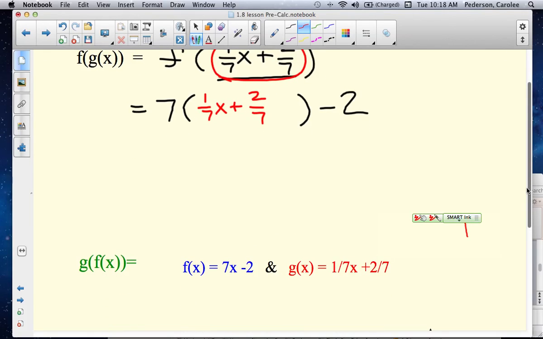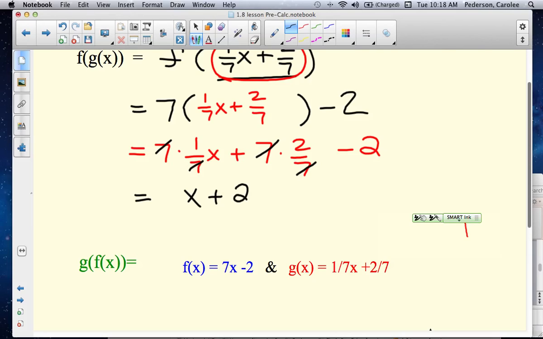Distribute. Distribute the 7 through. Good. So 7 times 1/7 x plus 7 times 2/7. And then I have that minus 2 at the end. What's 7 times 1/7? 1x, because the 7's cancel. The 7's cancel again. So I'm left with x plus 2. Then I have that minus 2 at the end. So my answer to my f of g of x is x. And that's what I wanted to have happen. I wanted that first step, the f of g, to be x.